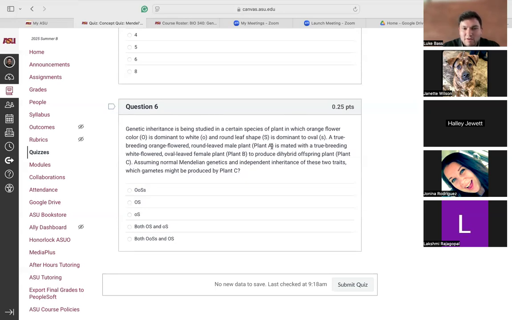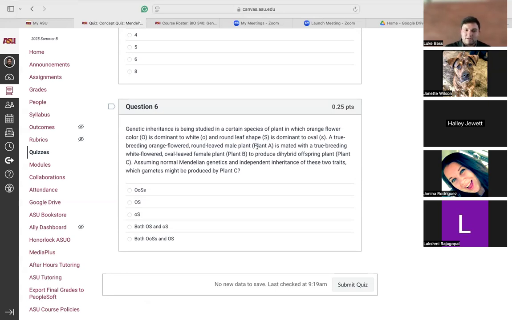Okay, so from this first part, it says two true breeding plants, and it looks like plant A is homozygous dominant for both genes, orange and round. So it's going to be all uppercase, and then plant B is homozygous recessive. Then the dihybrid offspring plant will be heterozygous for both genes. Yes, perfect. So which gametes might be produced by plant C?